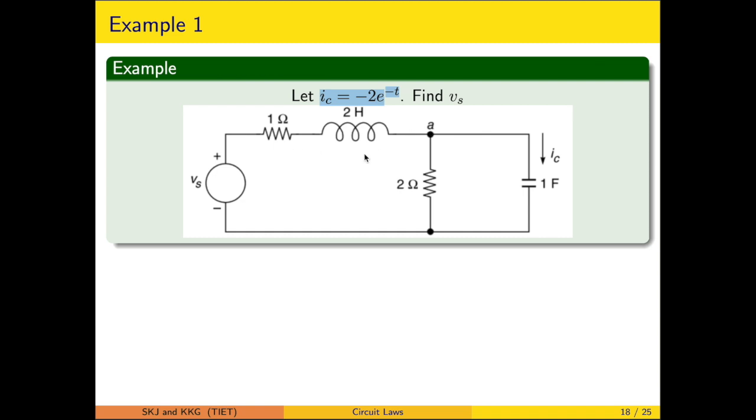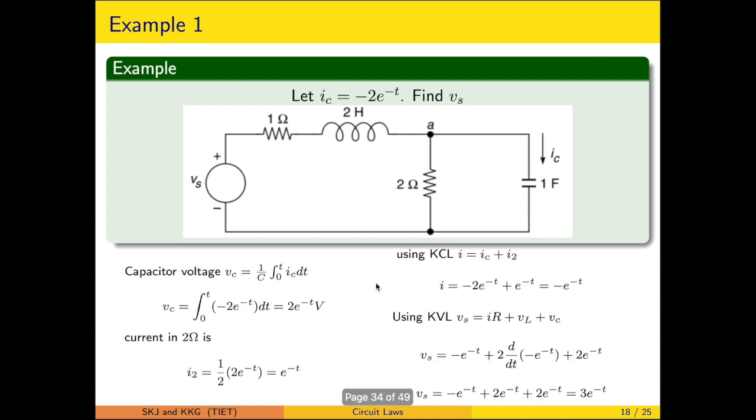Once the current is known, you can apply the KVL to find this particular Vs. The steps are simple. The first step is to calculate the capacitor voltage as mentioned there, so the integral form of the equation has to be used. Then we calculate the current in the 2 ohm resistor, because the voltage across it will be exactly equal to the capacitor voltage. So that is known.